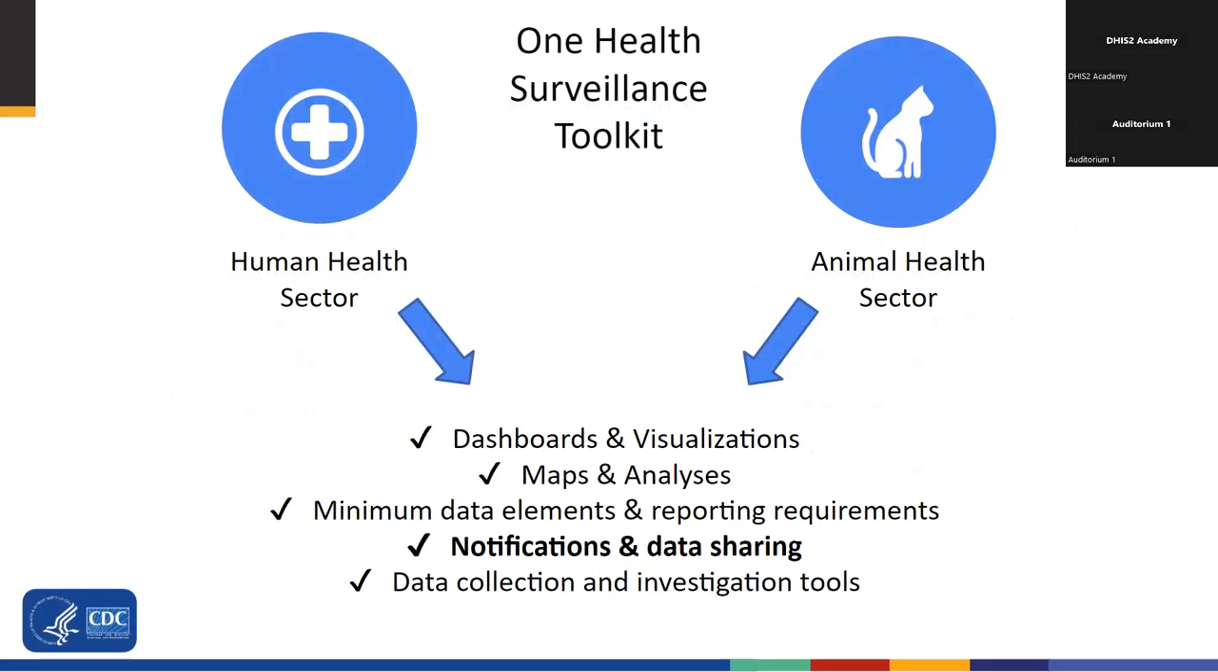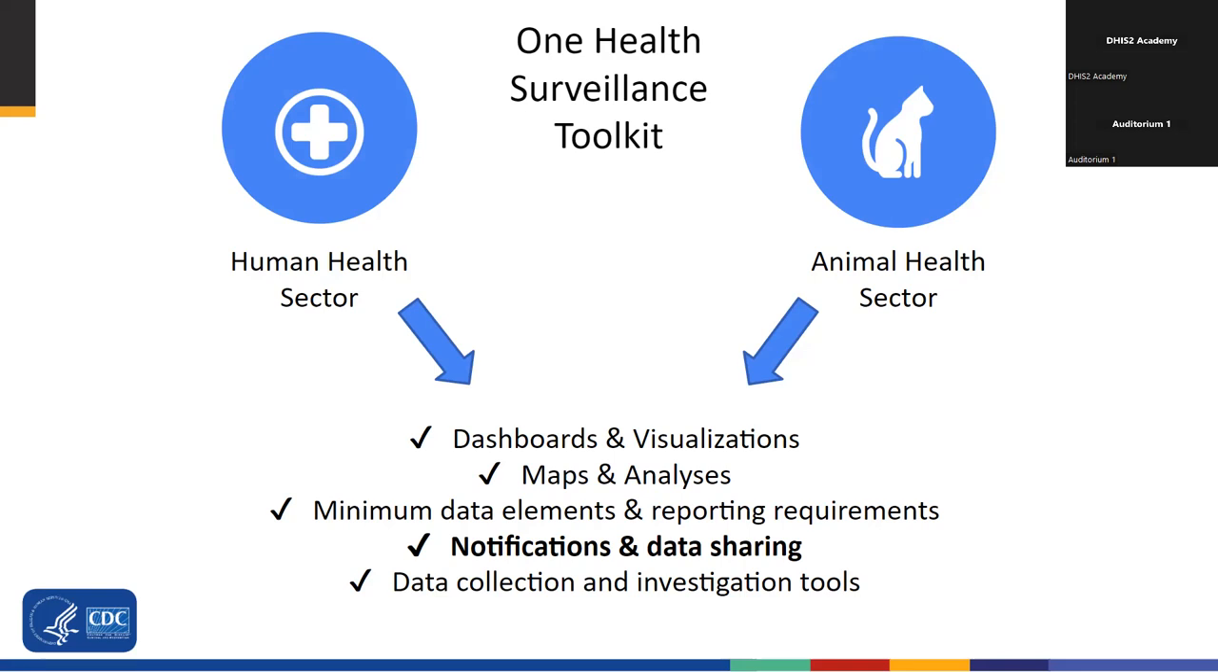And so I know this project is right now focused on human and animal health integration, but of course there are other disciplines, other sectors that are important, like environmental health. And that is something that we're considering as the project progresses, but we're really just starting at the intersection of human and animal health sectors right now. And this is what we would want to be included in a toolkit.